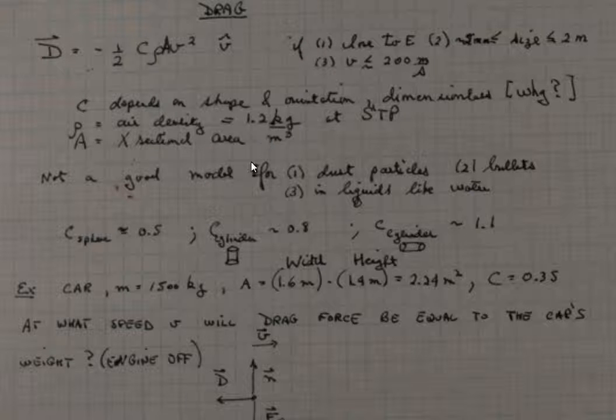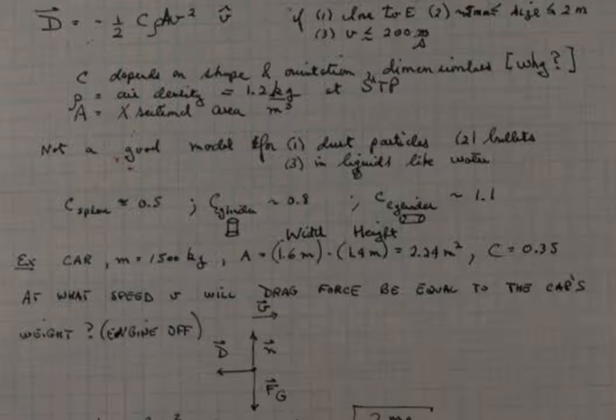It's not a good model for dust particles, because they're too small, or bullets, because they're too fast, or liquids like water, because the physics is somewhat different. Your book gives you three C factors: one for a sphere, 0.5; one for a cylinder, if it's downward facing, 0.8; and one for a cylinder, if it's sideways facing, 1.1.